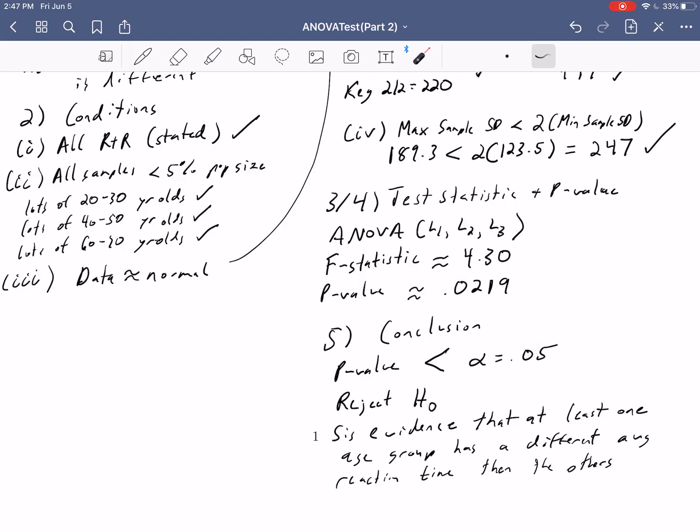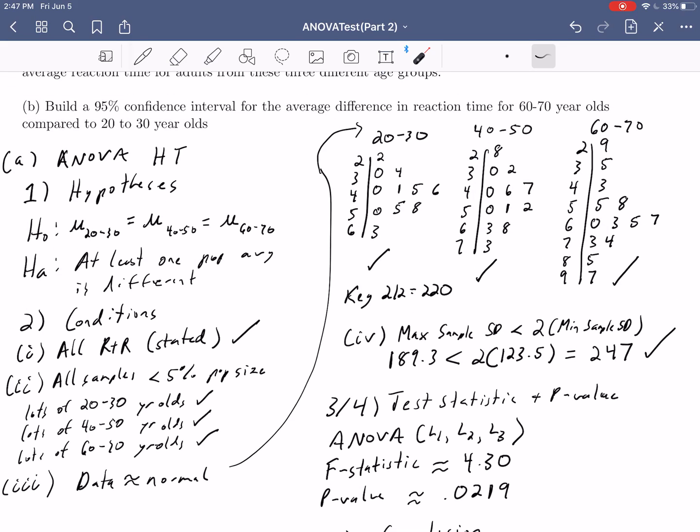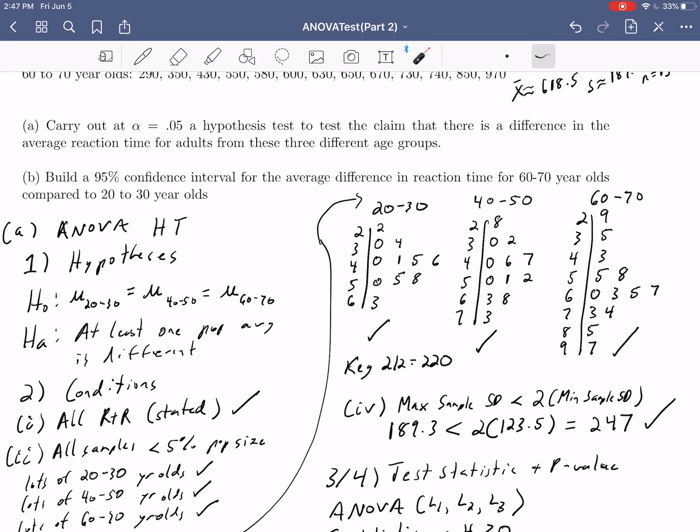Okay, so this is your guys' second example of running one of these ANOVA hypothesis tests. Again, in terms of the work that you need to be showing, the majority of that work is in writing out the conditions here because the calculator is going to take care of the test statistic and the p-value. Let's do a little bit of a follow-up with this and try to build a 95% confidence interval for the average difference in the reaction time for 60 to 70-year-olds compared to 20 to 30-year-olds.